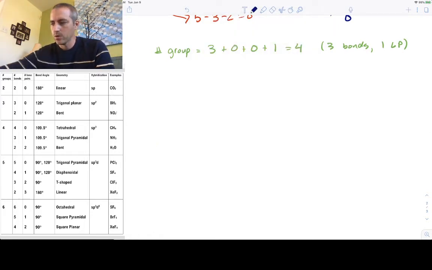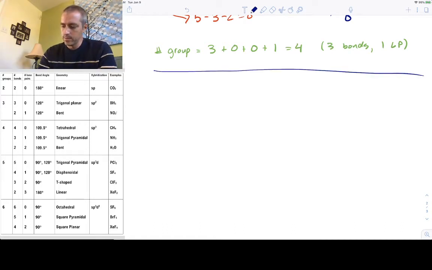Okay, so the next example we would like to do, they're getting slightly more complex with each example, is going to be formaldehyde. Formaldehyde has the structure CH2O, and we need to find out how many valence electrons we have total as our first step.